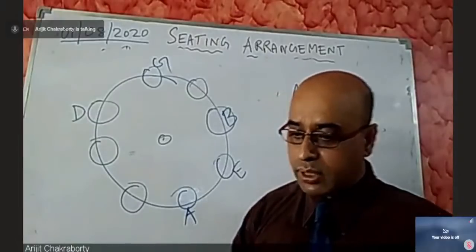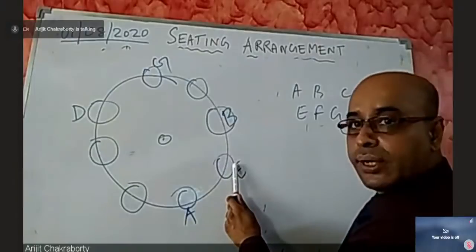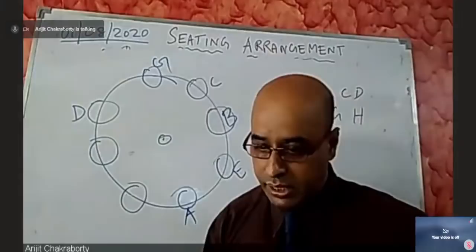C is a neighbor of B. So B is sitting here, C is a neighbor. Now this seat is already occupied, so C has to sit here.